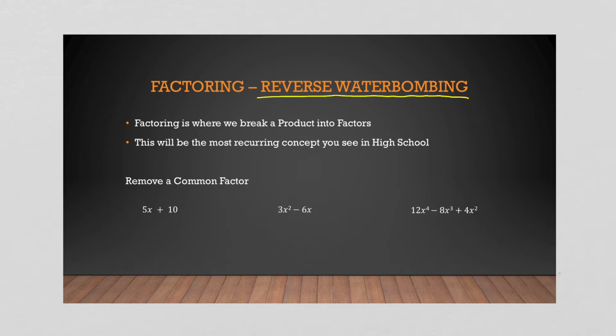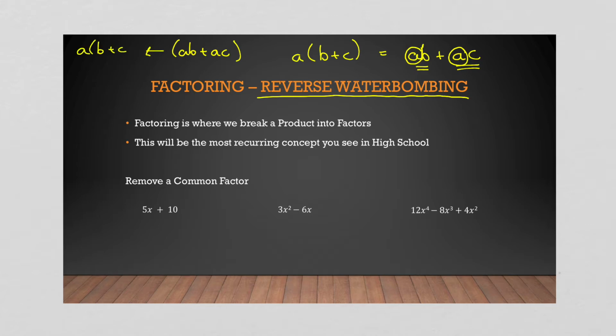So remember when we looked at the act of water bombing, and the most abstract example we gave was a times b plus c, and we multiplied the a in and we got a times b plus a times c. So ideally, what you're considering is you're looking at this, and that is the product AB with factors A and B, and that is the product AC with factors A and C. Do they have a common factor? Yes, A and A. So if we were working backwards, we can reverse water bomb an A out of that, and we would get back to that.